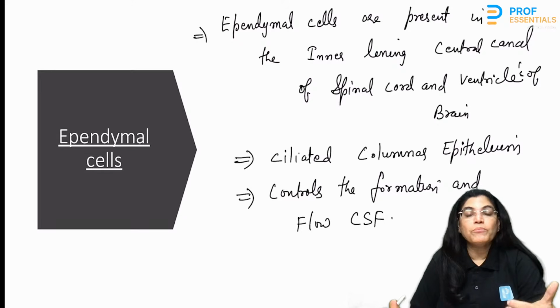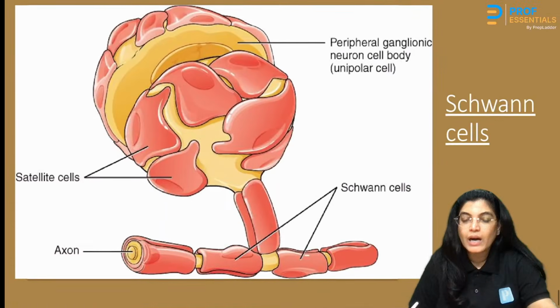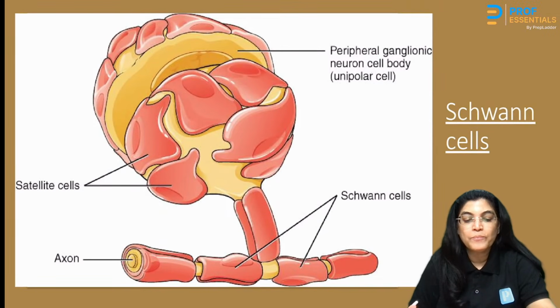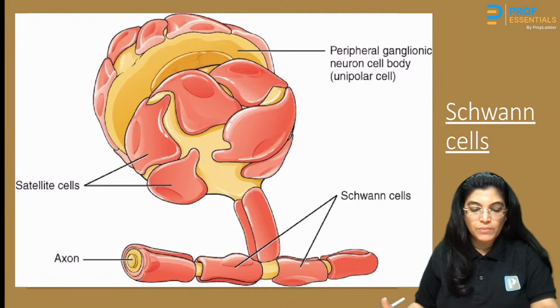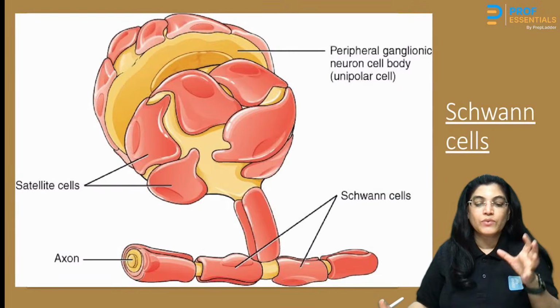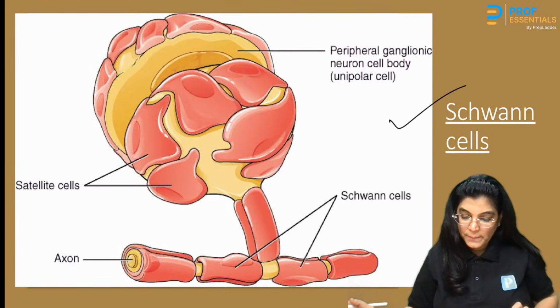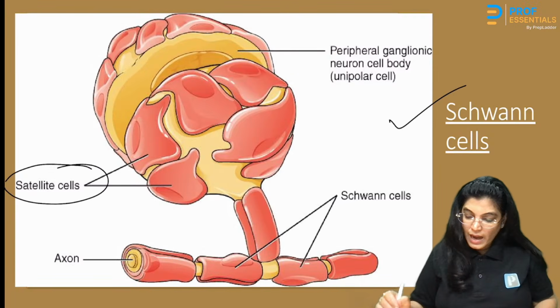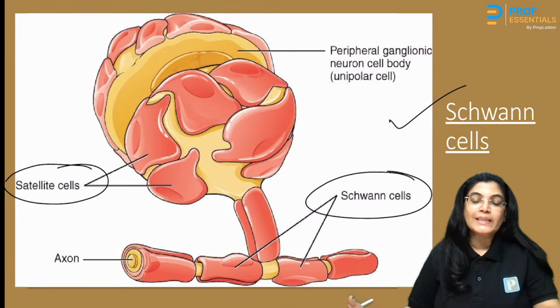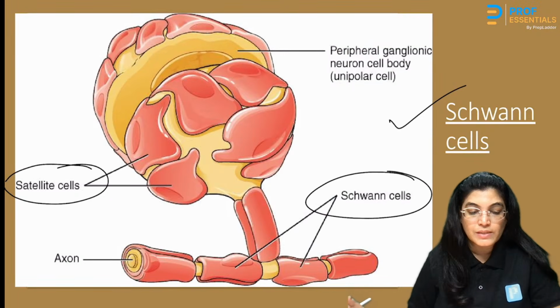So we are done with the important neuroglial cells present in the central nervous system. Now we have to know the other neuroglial cells present in the peripheral nervous system. Let's see this image, which is very important for understanding Schwann cells and satellite cells. Two types are there: satellite cells and Schwann cells. In this diagram we can see the Schwann cells and the satellite cells. These are the neuroglial cells of the peripheral nervous system.